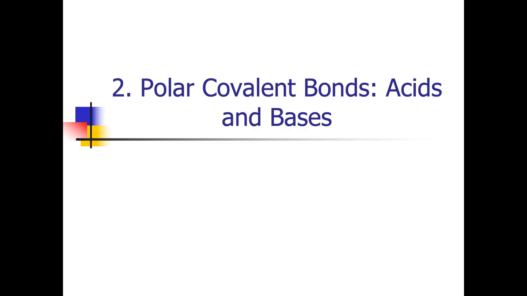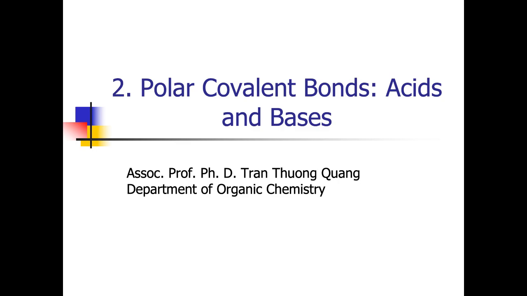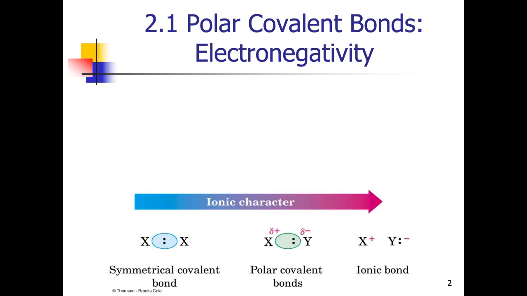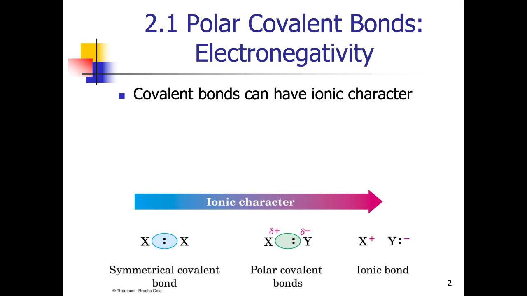In this chapter, we focus on polar covalent bonds, acids, and bases. First, we need to know about electronegativity. When two atoms of different elements are linked by a covalent bond, the shared electrons are not attracted equally by the two nuclei of the bonding atoms. The polarity of the bond gives partial ionic character. These are polar covalent bonds.